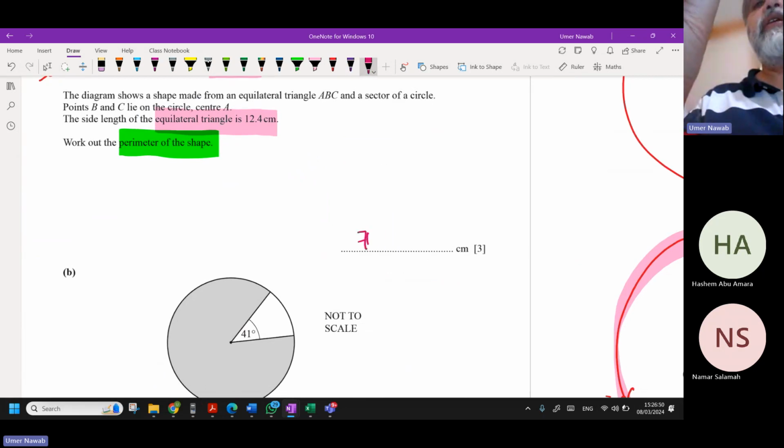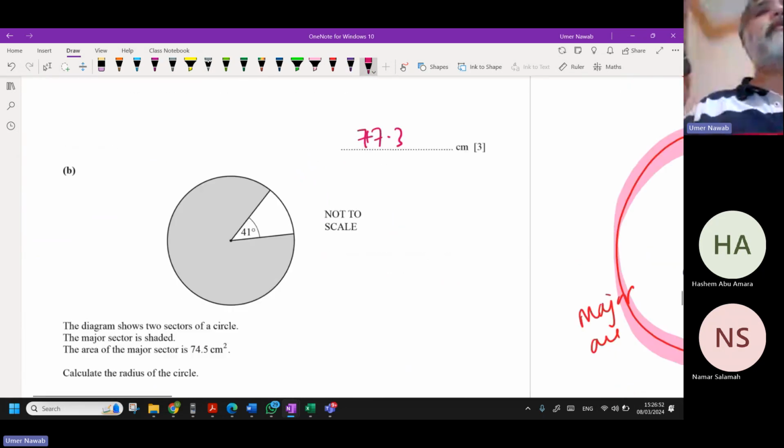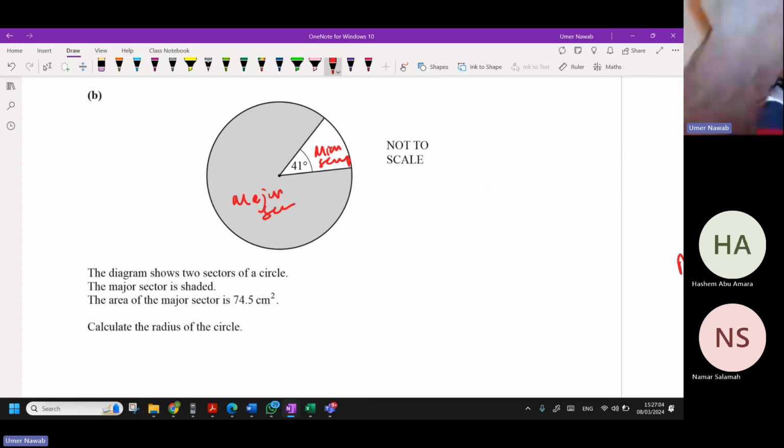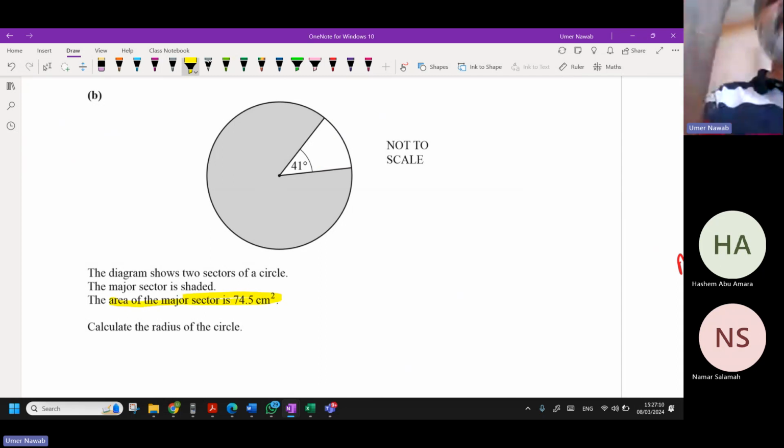So 77.3, I got it. Now the next question is interesting. This is the minor segment, and this is the major segment. What is the examiner interested in? The examiner gives the area of a major sector. So the examiner gives you the area of a major sector as 74.5. He did not give you the radius. So if this angle is 41, can I find this angle?